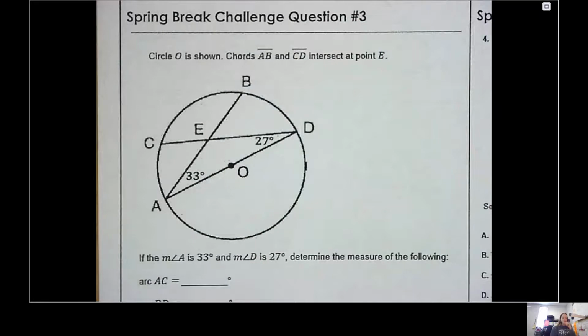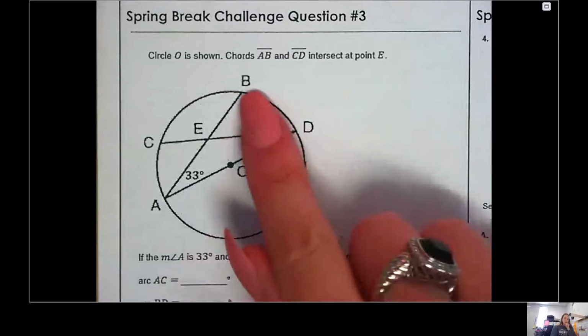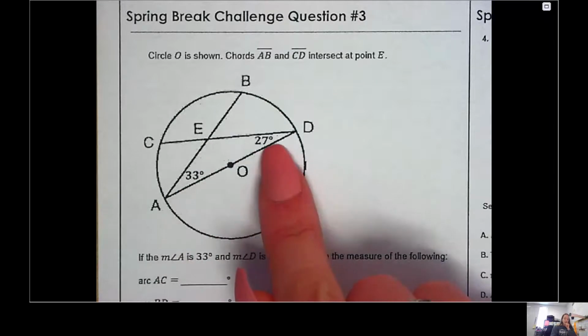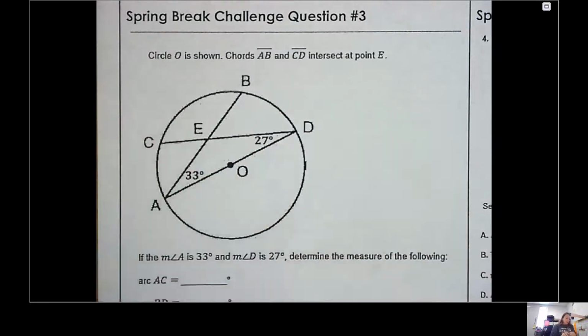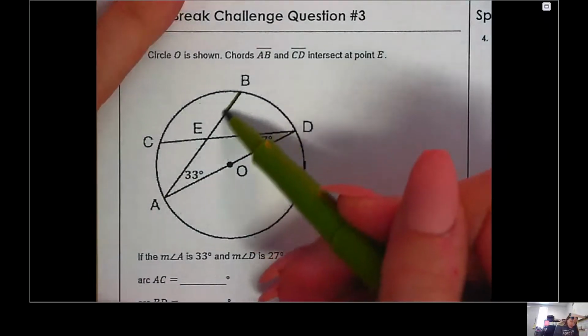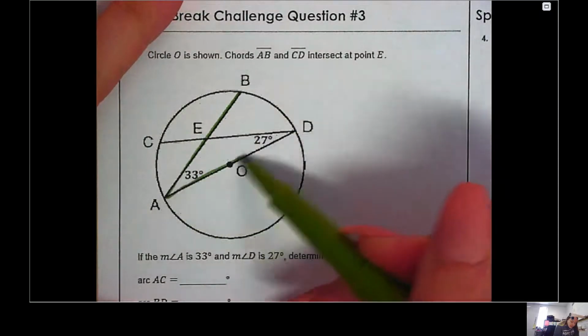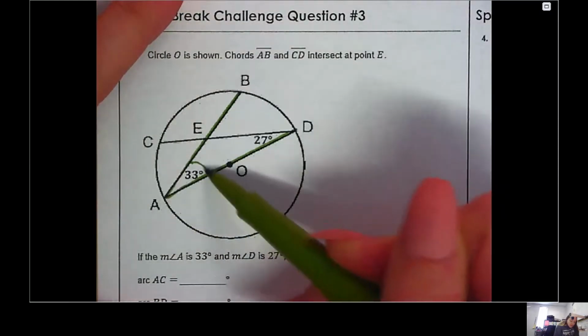So this is spring break challenge question 3. It says circle O is shown. Chords AB and CD intersect at point E. So what I see here are some angle measures. This is an angle, this is an angle. Now notice here's one of my angles, from B, A to D. The angle is 33.